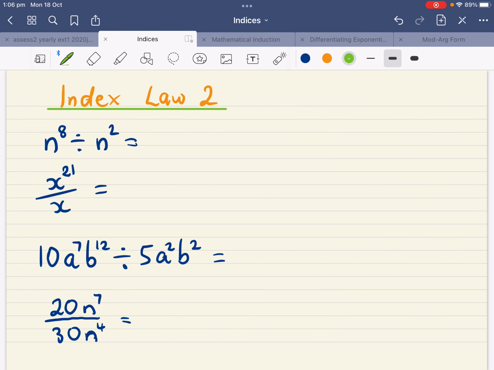Right, what was index law number 2? This was the dividing one, where the indices subtract, right? They minus. So what that means is the base stays the same and you subtract the powers. In this case, it's a 6. By the way, this would work even if n was known. If it was, say, for example, the number 7, if you were evaluating this in index form, base stays the same, take away the powers, right? That's what it is. It's 7 to the power of 6.